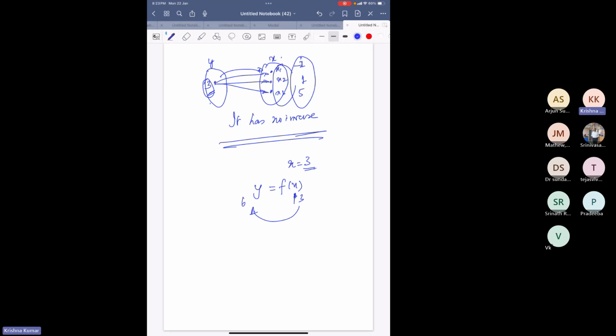But if I put 3, in this case, it may take me to -2, it may take me to 1, or it may take me to 5. All 3 are correct answers. So I don't know then how do I write a function? I can't write the function. So this kind of thing is not valid. Okay. Understood?